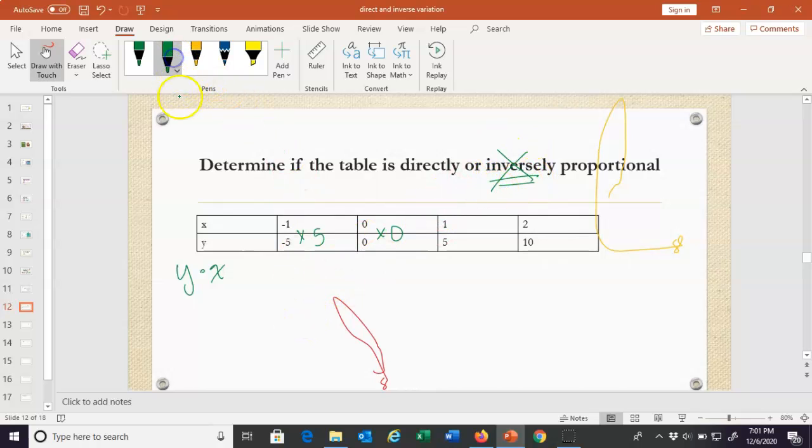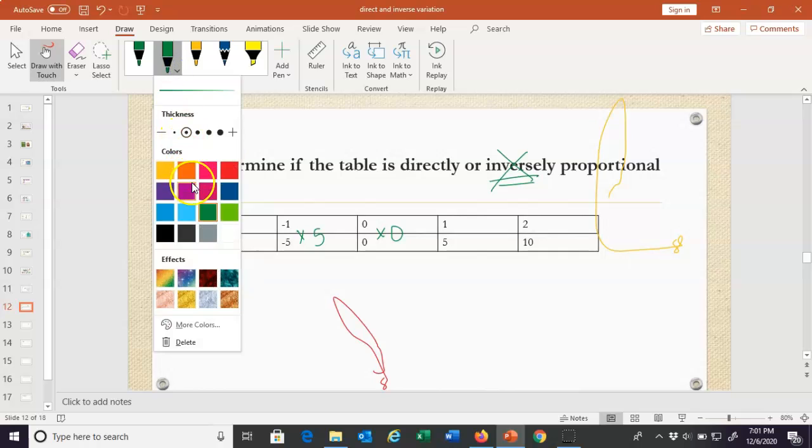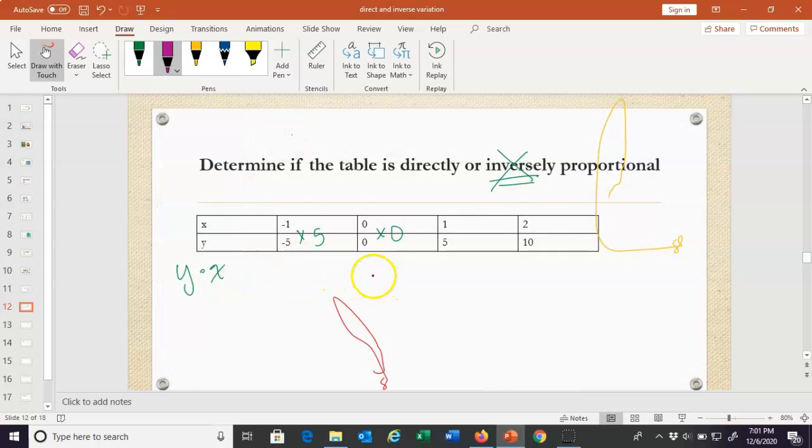So let's make sure, let's check and see if it's direct. Because if it's not direct, then it's neither. So let's test direct. Remember, with direct variation, we're going to test y divided by x. So we're going to have -1. How can we do this? Y divided by x would be -5 divided by 1. So that's a +5.